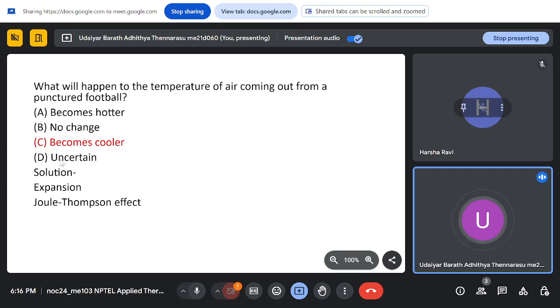Only certain fluids will become hotter at room conditions, normal pressure conditions, for example hydrogen and helium. So if the ball is filled with hydrogen gas, that will become hotter. But this is being filled with air, so it will become cooler.